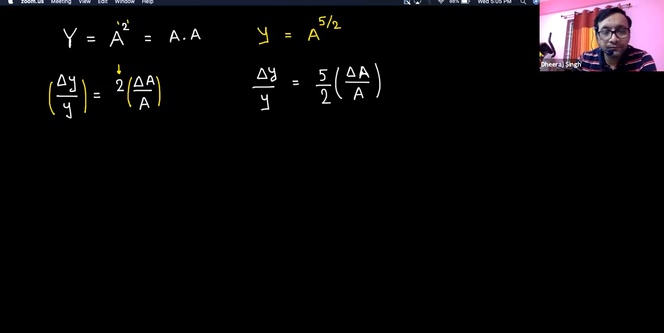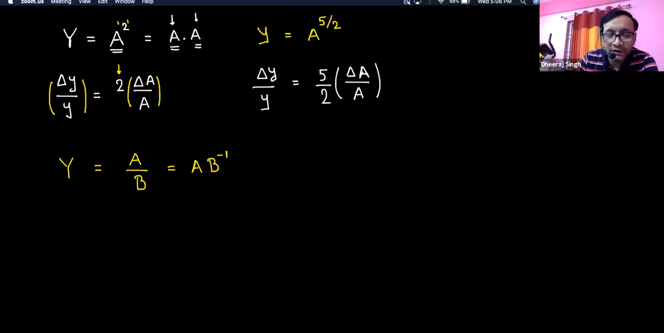Fine. Now tell me, what is the error in this formula? Y is equal to a divided by b. The hint is a divided by b can be written as a into b to the power minus 1. How is it 2 dA by A? See, A square can be written as A into A. We have just learned if two readings are multiplied, their relative errors get added up. So delta A by A plus delta A by A becomes 2 delta A by A. Got it, Ansh?